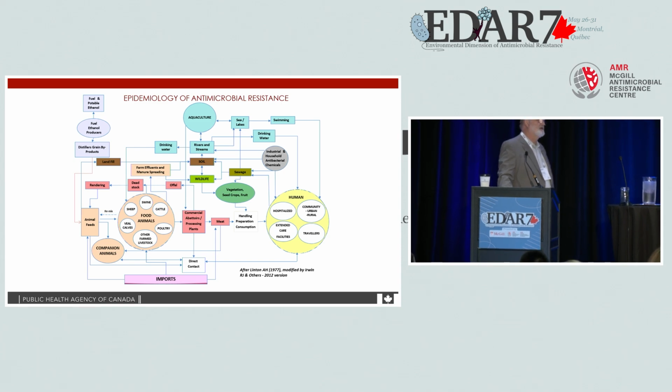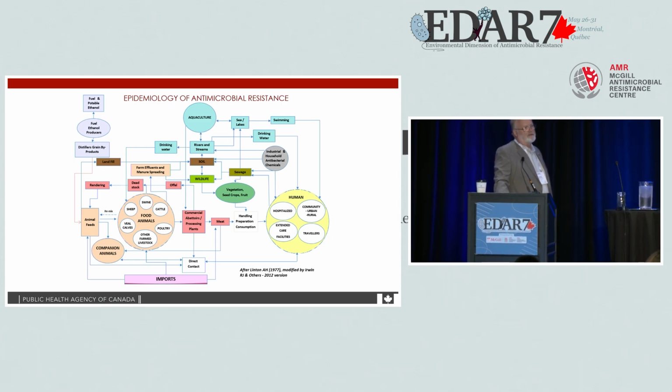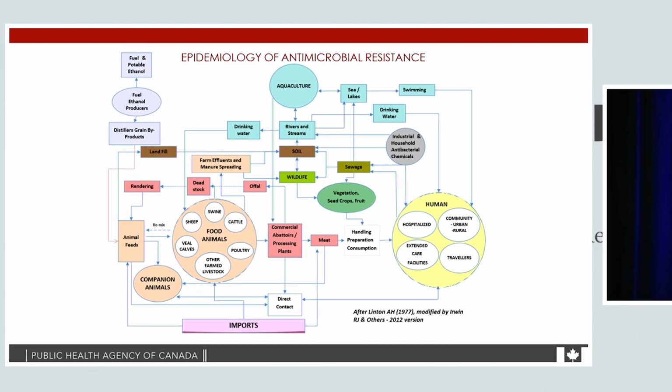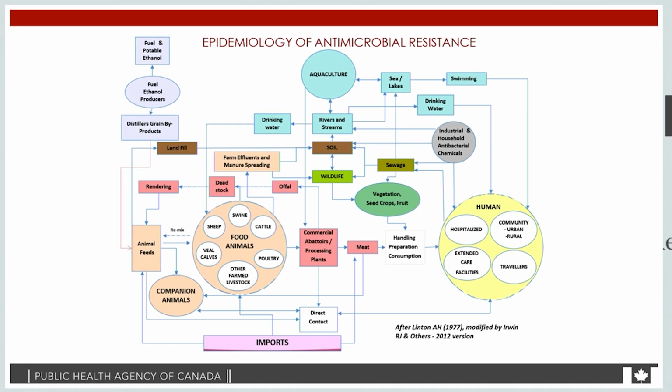Part of the issue with our surveillance system, and why we do modeling for our surveillance system, is to interpret the data that we get out of surveillance in a more comprehensive context. This graphic, which we developed many years ago, modifying the Linton diagram in 1997, is supposed to represent, although it needs updating, the dissemination of antimicrobial resistance through the food chain and the environment.